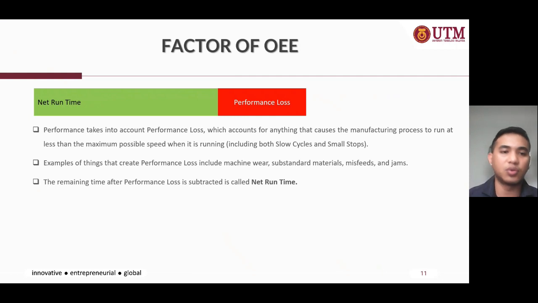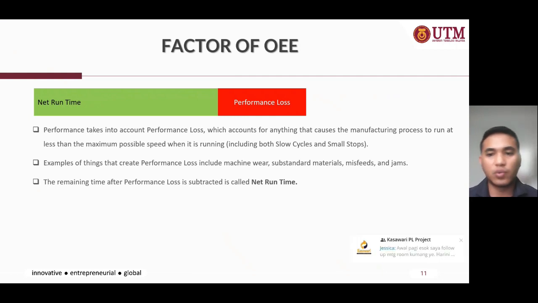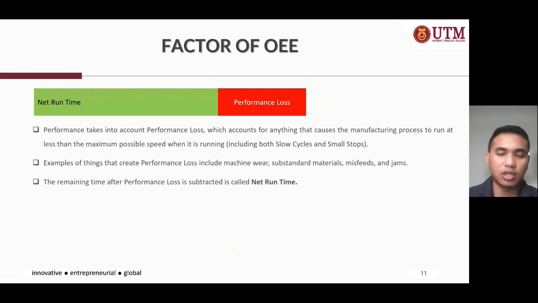The performance takes into account performance loss, which accounts for anything that causes the manufacturing process to run at less than the maximum possible speed when it's running. This includes both slow cycles and small stops. Examples of things that create performance loss include machine wear, substandard materials, misfeeds, and jams. The remaining time after performance loss is subtracted is called net run time.